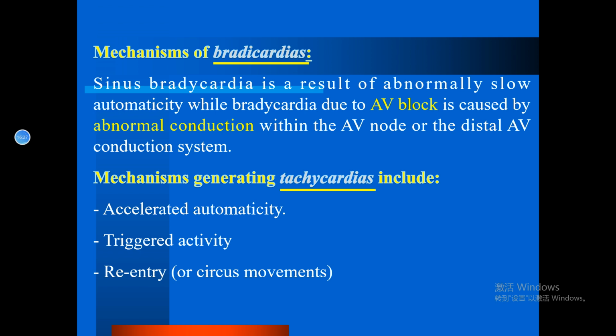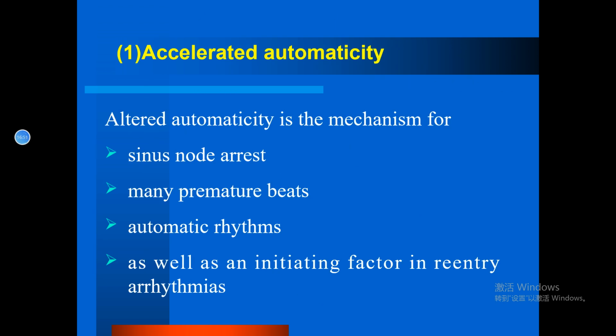The mechanism of generating tachycardia includes three reasons. The first one, accelerated automaticity. The second one, triggered activity. The third one, reentry, circuit movement. Okay, it's a little bit difficult. First, accelerated automaticity. Automaticity is the mechanism for sinus node arrest or many premature beats, automatic rhythm, as well as an initiating factor in reentry arrhythmia. How can we interpret this statement?